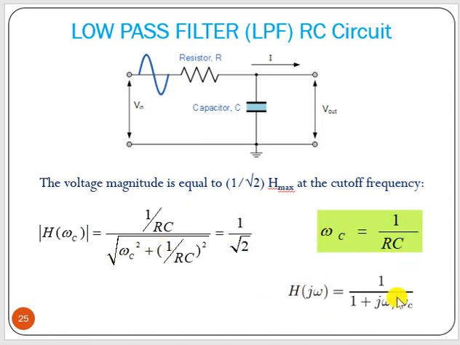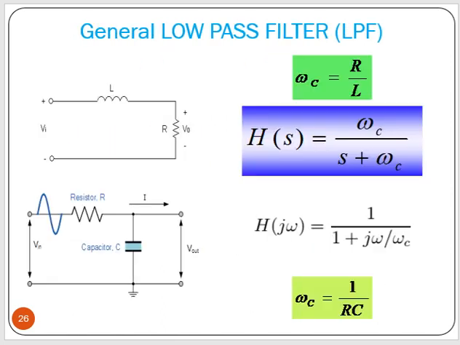Now, similarly, if you observe here, you will get the expression of the low pass filter as 1 by 1 plus j omega by omega c. If we put omega equal to 0, it will be 1. If we put omega equal to infinity, 1 by infinity means 0. So at 0 it is 1, at infinity it is 0, so it is a low pass filter.